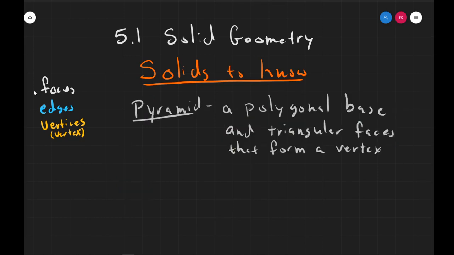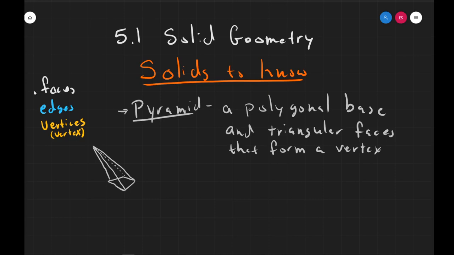So the next shape we want you to know about is a pyramid. A pyramid is an object that has a polygonal base, so a base that is a polygon, and triangular faces extending off of that base that form a vertex. So something like this, where you have a rectangular base and we have some triangles coming off of here that all meet to form a vertex. Not much better, but it's the best I got. So we have a polygon base and triangular faces that form a vertex.